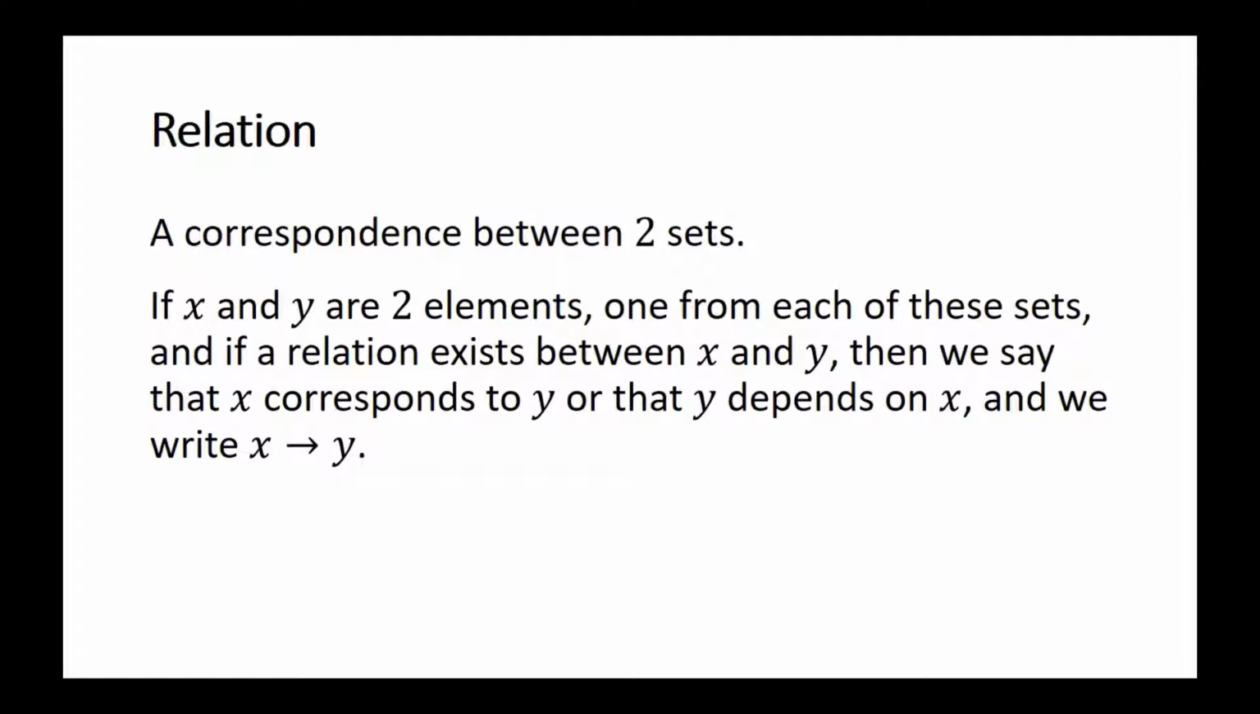So first we're going to start talking about relations. Relations are a correspondence between two sets. If X and Y are two elements, one from each of these sets, and if a relation exists between X and Y, then we say that X corresponds to Y or that Y depends on X, and we write X implies Y, or X arrow Y. So it's saying that you have two different groups of information. Each piece of information in the first group relates to a piece of information in the second group.